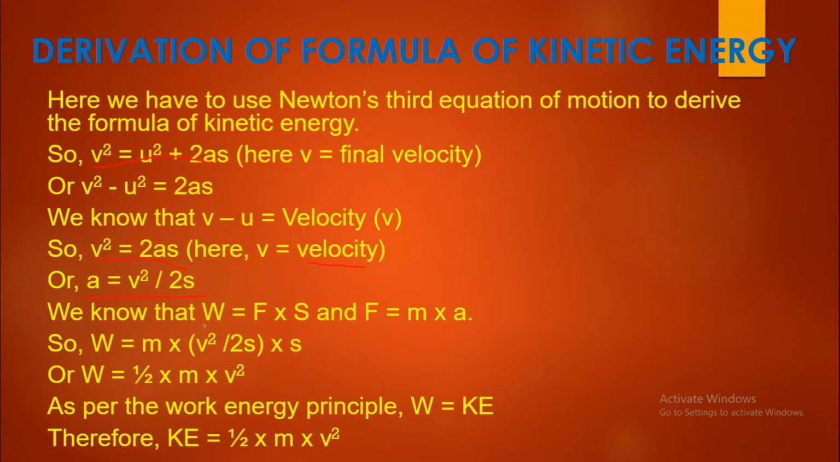So we know that W is equal to F into S, means the work is force into displacement, and force is equal to mass into acceleration. So W is equal to M into V square by 2S into S. So we will get W is equal to half mv square. As per the work energy principle that we studied in the previous slide, W is equal to KE. Therefore we get the formula of kinetic energy. So let's move ahead.